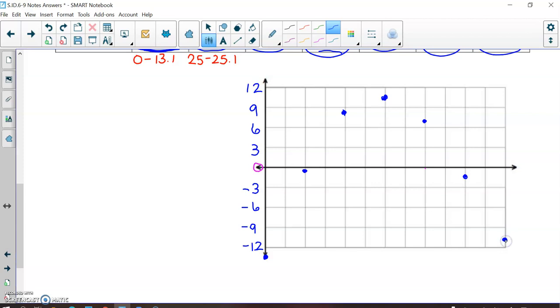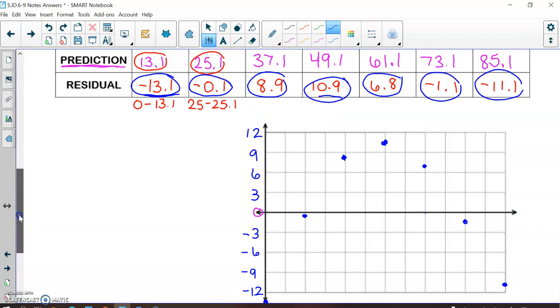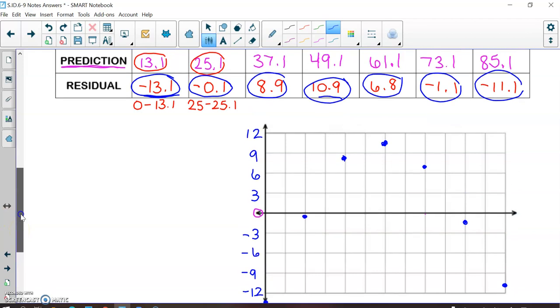Okay, so this is my residual plot. And it kind of looks like it has a pattern here. It looks like a parabola, all right? If you have a pattern on a residual plot, that is not good. That's not a good thing.